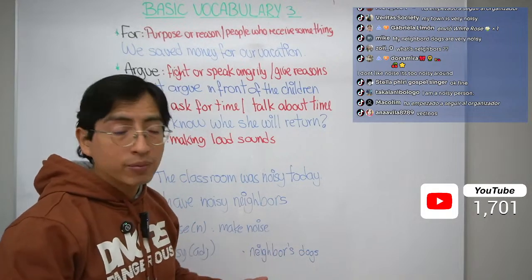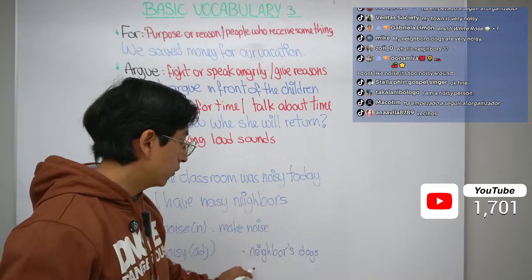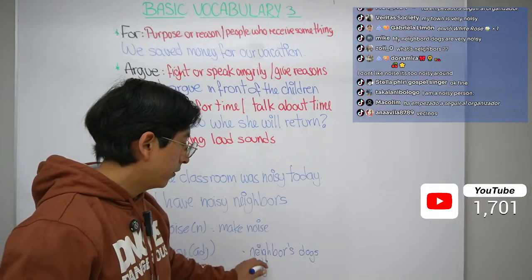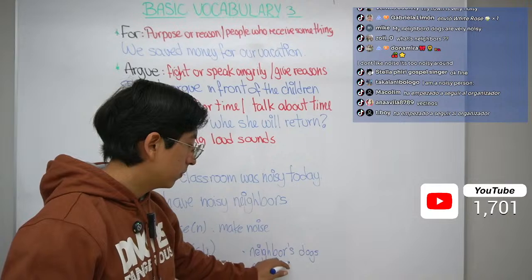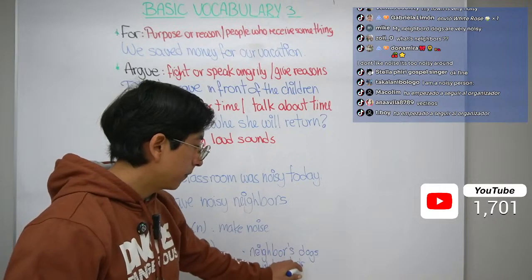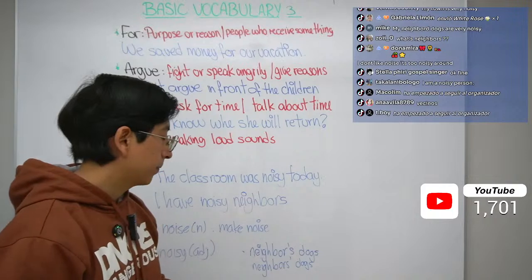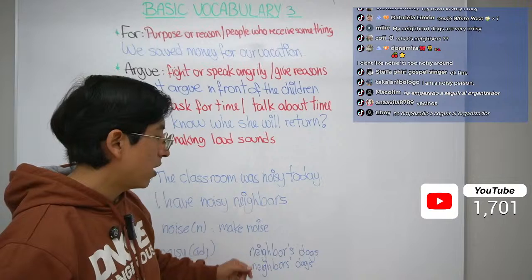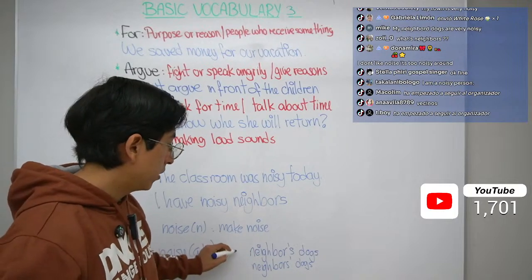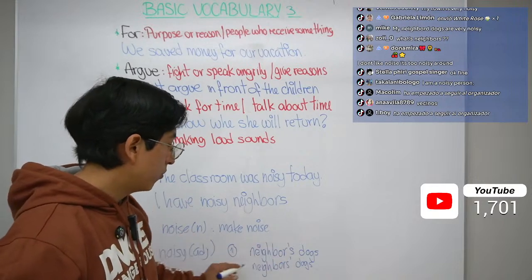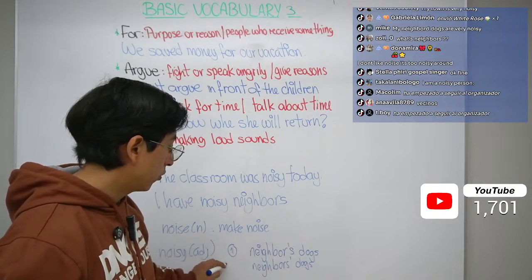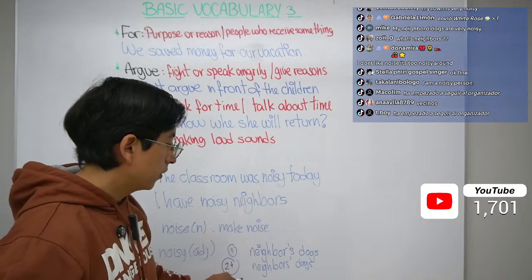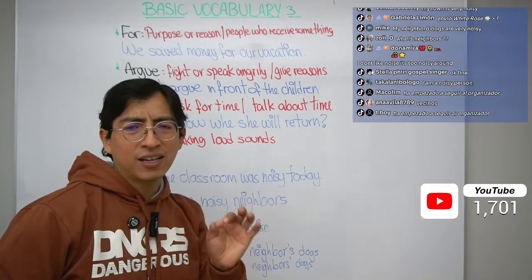If you have more neighbors, you have to use this. Neighbor's dog. So if you say neighbor's dog, this is just one neighbor. This is singular, one neighbor. If you're talking about neighbors, more than one, two or more. Yes, that is the slight difference.